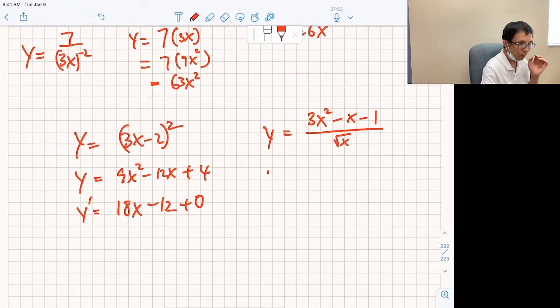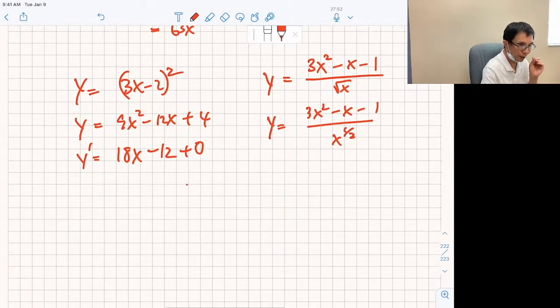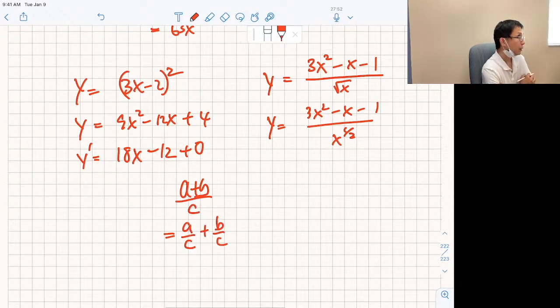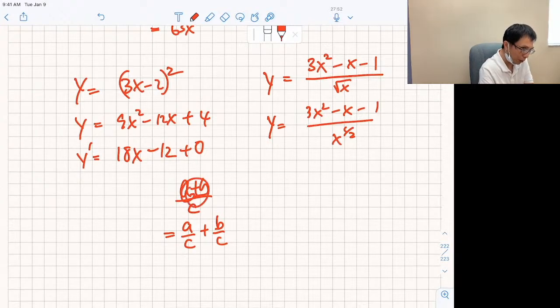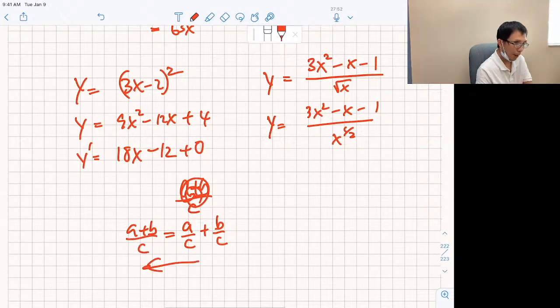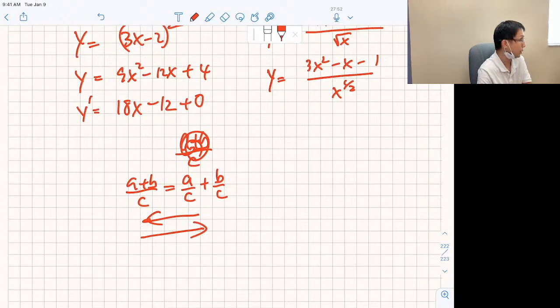So remember the rewriting process, right? y equal to 3x squared minus x minus 1 over x to the 1/2. Now remember, in 4th grade you learned this: a plus b over c equals a over c plus b over c. You learned it from the different parts. Now for me, calculus is more useful to do it this way.